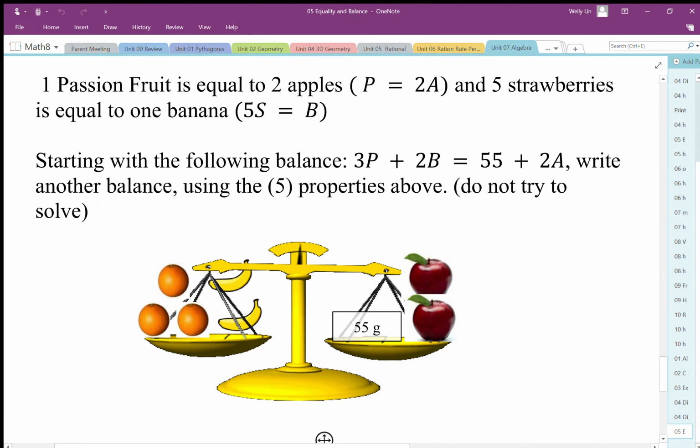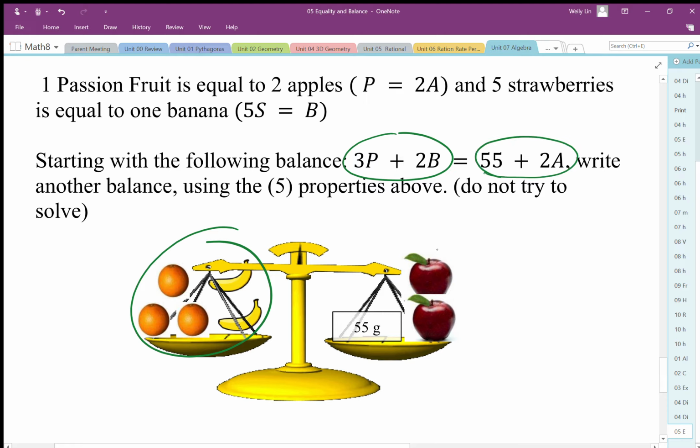5 strawberries is equal to 1 banana, so we show this algebraically as 5S equals B, or 5 strawberries equals 1 banana. And then we're going to state this balance here. This balance here is 3 passion fruits, so those little orange things are passion fruits, and 2 bananas, so that's the left hand side of the balance, is equal to or balancing 55 grams and 2 apples. So there's my 55 grams and 2 apples.